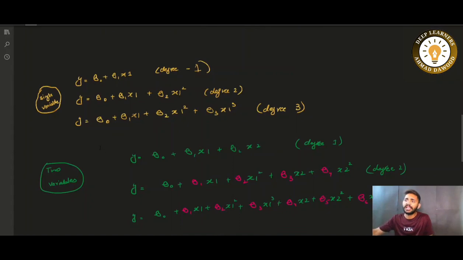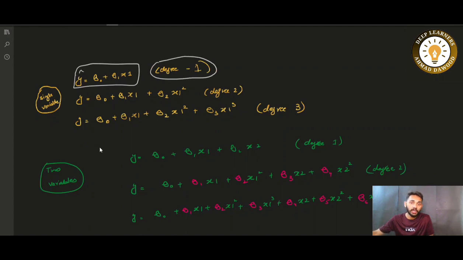I will explain them one by one. When we have a single variable, just one independent variable, the equation of the model will be like this: y cap is equal to theta 0 plus theta 1 x. The highest power is 1, so this is a degree 1 expression. If we want to represent degree 2, then the equation will be like this: y cap equals theta 0 plus theta 1 x1 plus theta 2 x1 square. If we want a model equation that has degree 3, we can say y cap is equal to theta 0 plus theta 1 x1 plus theta 2 x1 square plus theta 3 x1 cube.